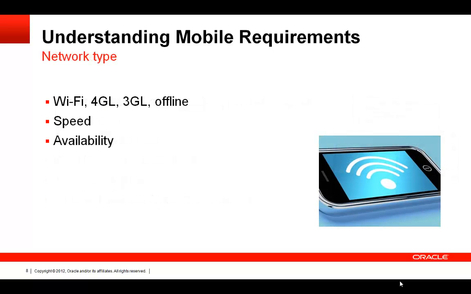One other thing that characterizes mobile applications is the network type that we're accessing. Some of the devices have access to Wi-Fi, some of them have access to 4G networks, both of them quite fast, but some of them only use 3G networks, some of them have even more rudimentary network capabilities, and some of them actually work offline. And this has an influence on the speed of the network and the availability of the network for your application.